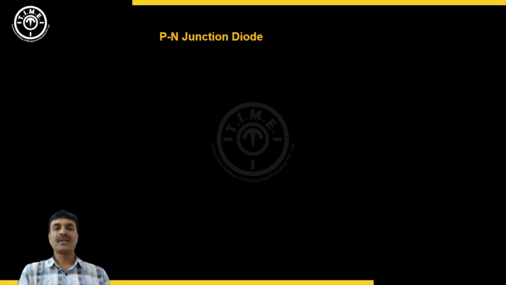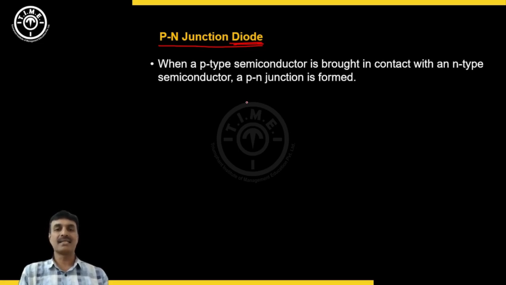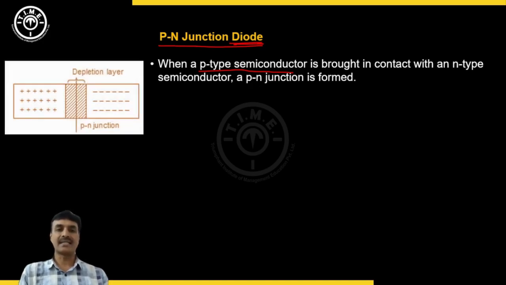Here we go. First, let us see what a PN junction diode is. Diode indicates it's a device with one junction and two terminals. Di means two, ode means electrode. When a P-type semiconductor is properly sandwiched with an N-type semiconductor, a junction diode is formed. A P-type semiconductor is brought in contact with an N-type semiconductor, and that forms a PN junction. So it looks like this.